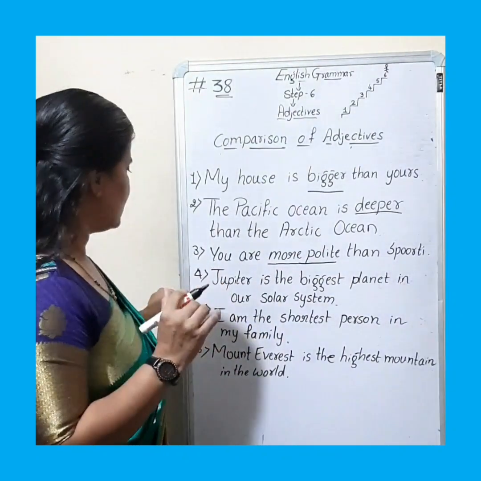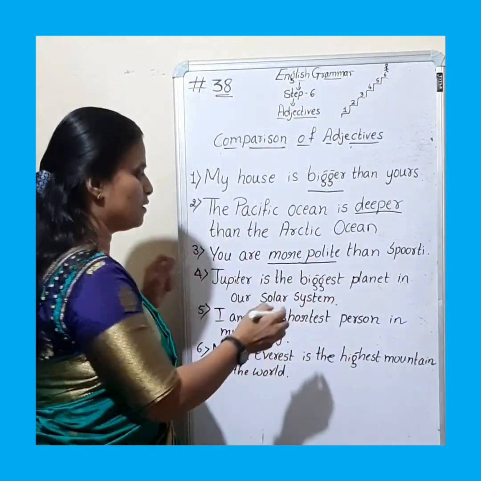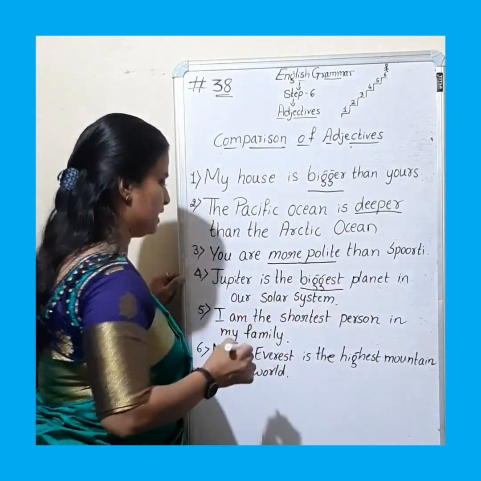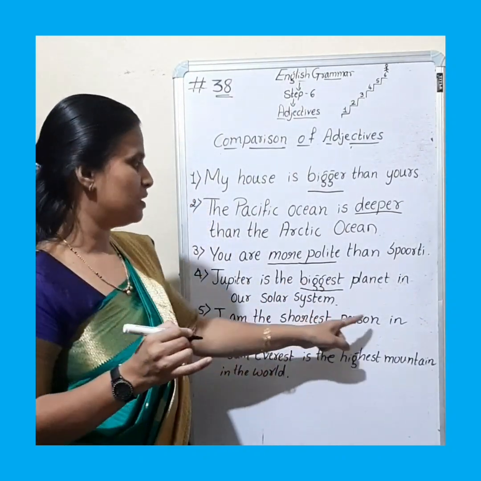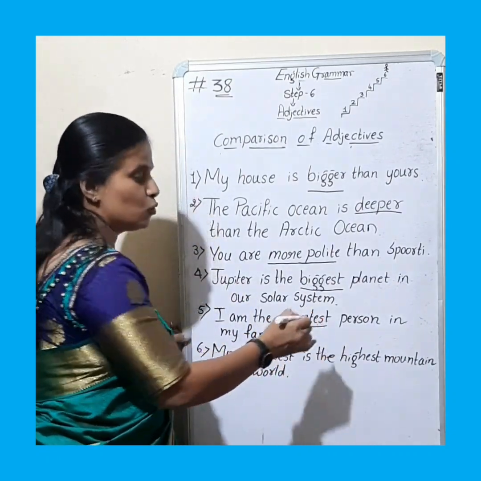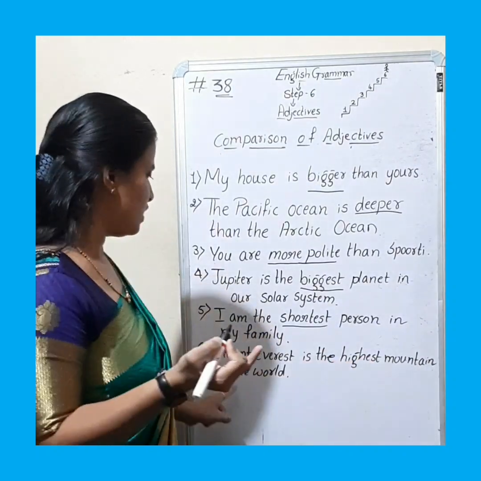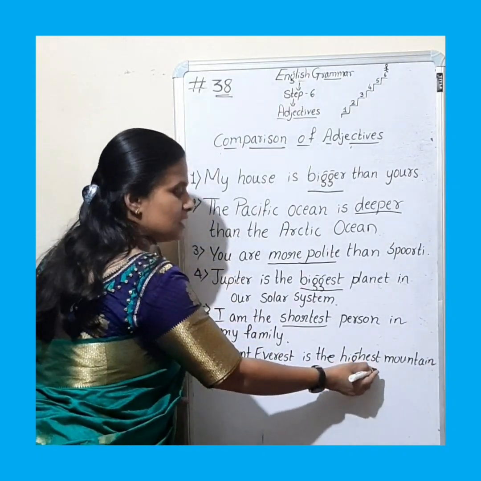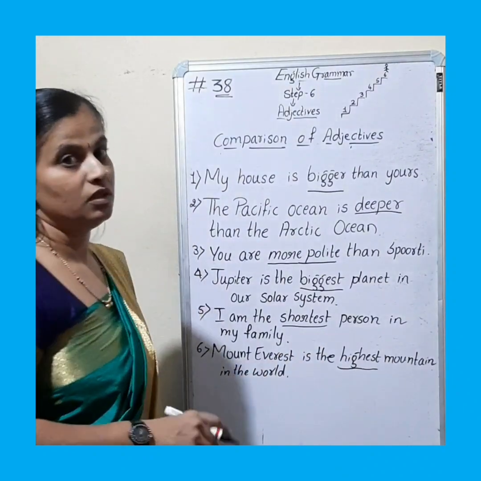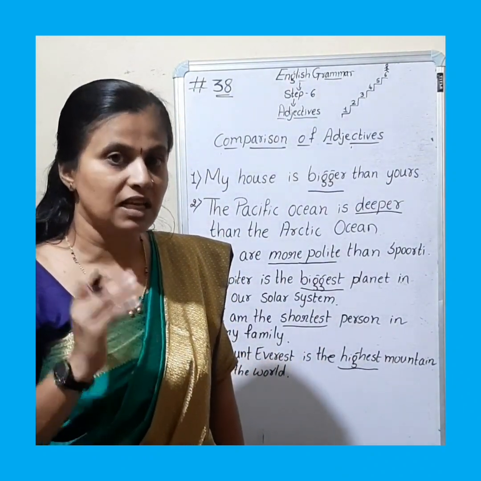Jupiter is the biggest planet in our solar system. Superlative degree. I am the shortest person in the family. Okay, in my family. So this is again superlative degree. Mount Everest is the highest mountain in the world. So this highest is again the superlative degree. I hope the concept of comparison of adjectives is clear now.